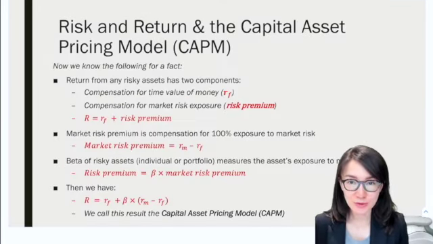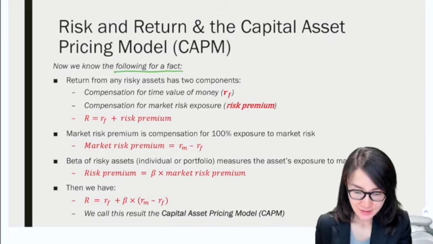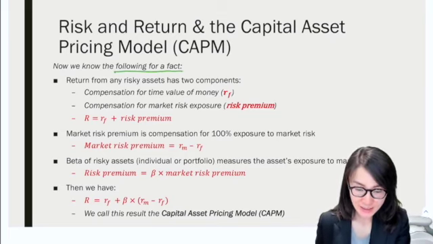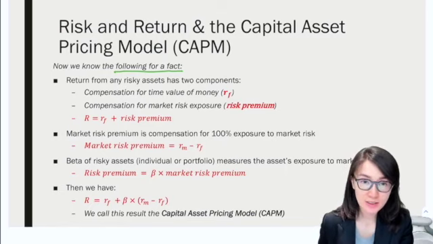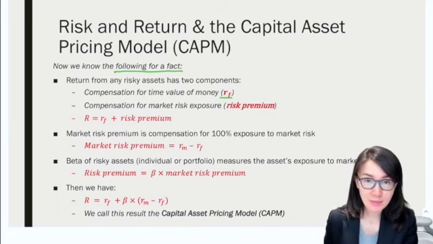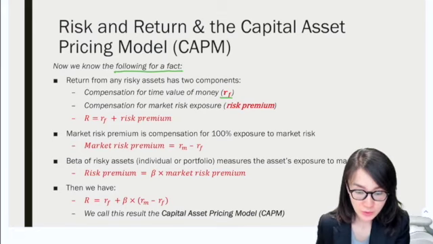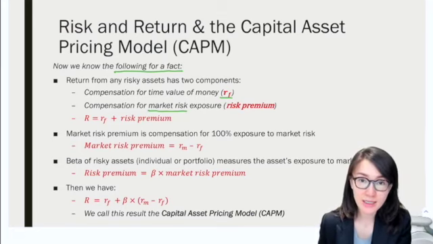Now we know enough to derive the famous capital asset pricing model. Let's take it step by step. We know the following for a fact. First of all, the return from any risky asset has two components. The first part, RF, is the compensation for the time value of money, the compensation for waiting, to delay consumption. The second part is the compensation for risk exposure. And here, by risk we only mean market risk, because only market risk can earn a risk premium, can be compensated. Individual risk can be diversified away, thus cannot earn any risk premium.